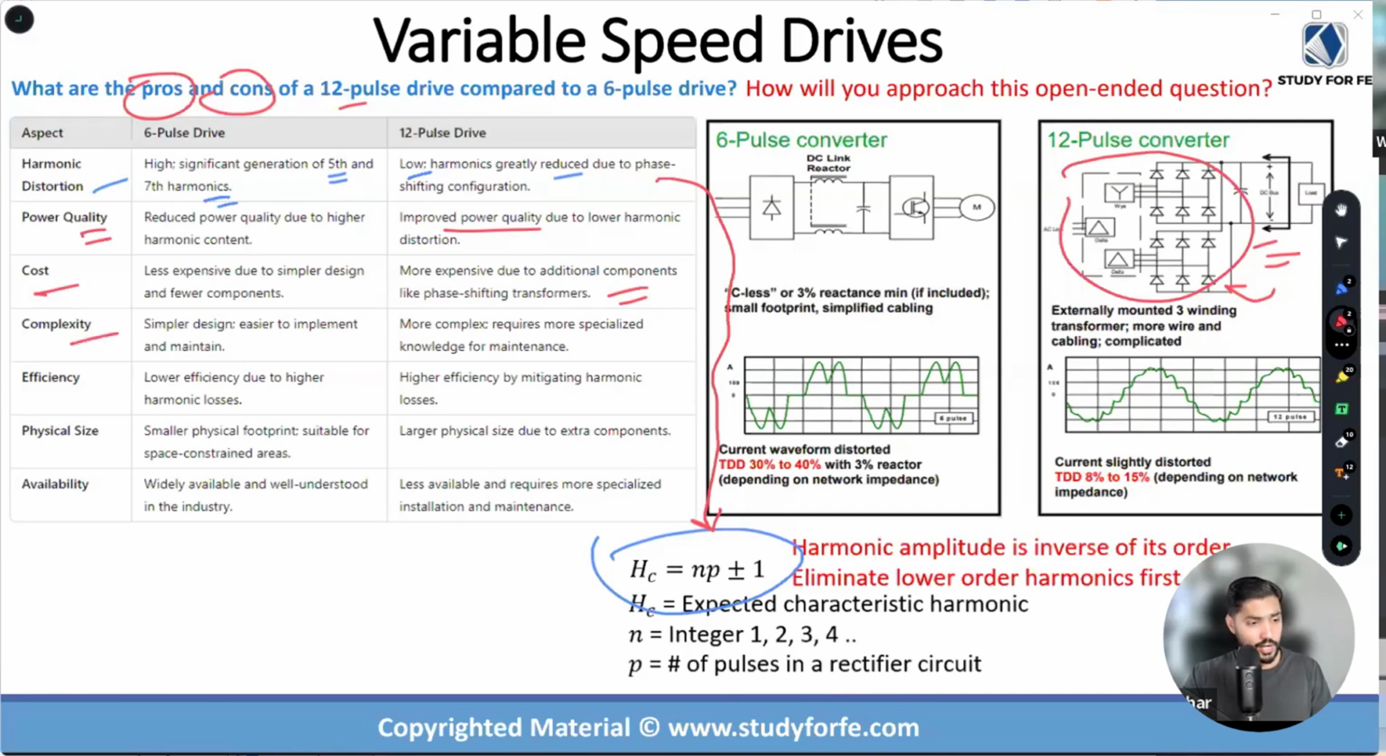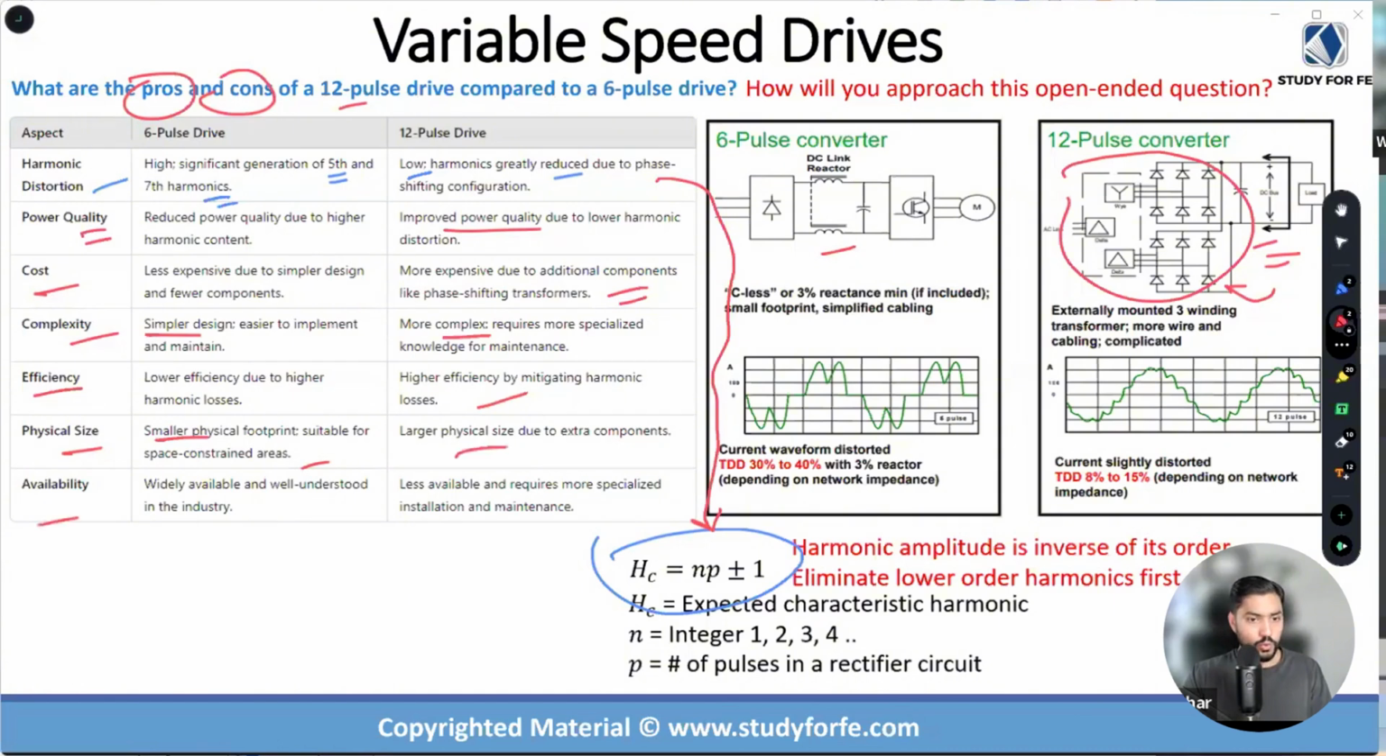Complexity. So this is an advantage. This is simpler. This is more complex. Efficiency. So you have higher efficiency. All the qualitative stuff is going to be much better. Physical size, smaller footprint, because you can use it for space constrained areas. You don't need dual windings. You just need a simpler transformer, and even the controls and the footprint of the actual VFD is going to be much, much smaller. So large size is required.